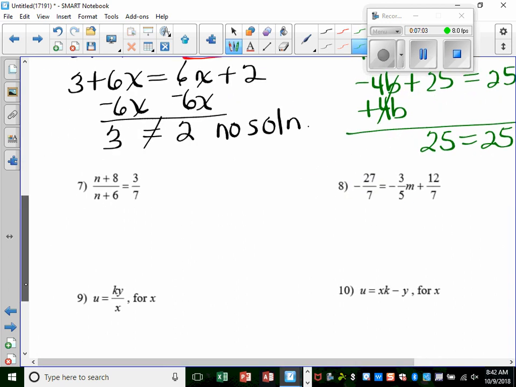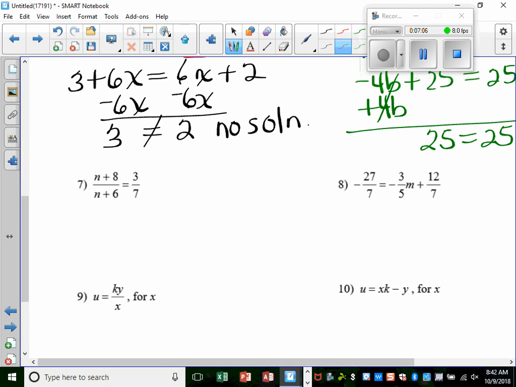All right, let's move on to number 7. So these are considered proportions, right? So when we do proportions, we cross multiply to solve. It doesn't matter which way you cross first. I'll cross this way first and get 7 times n plus 8 equals, cross the other way, 3 times n plus 6. Who can tell me what they got as an answer for this one? This one came out to be a fraction, and it should be a negative fraction. Yes, negative 19 over 2 was the final answer.